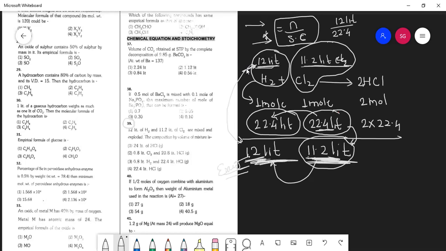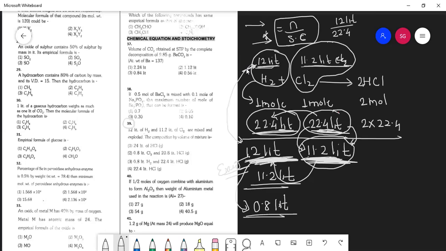If I take this as 1 mole, suppose, if this is 12, this has to be 12. This is 22.4, half is 11.2. So this is half mole. So if 1 mole reacts with 1 mole, half will react with half. So how much will this react? 11.2 only. So out of 12, how much will be left? 0.8. 0.8 liters. Here, very nice trick of limiting reagent.